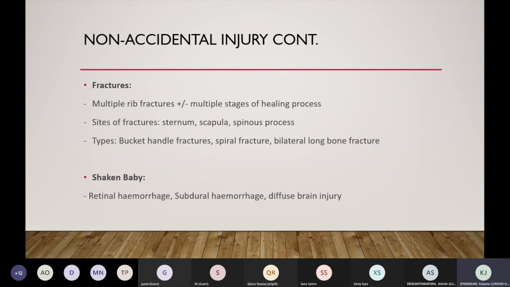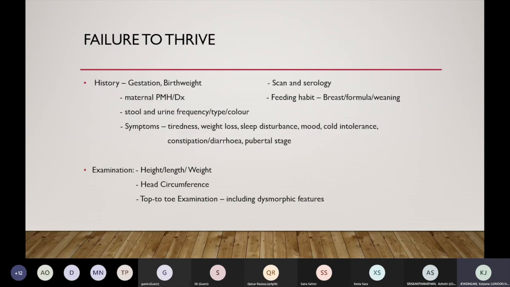And then probably the most well-known one is shaken baby, which we don't call it anymore, just because of how it comes across to parents. It's the triad of retinal hemorrhage, subdural hemorrhage, and diffuse brain injury. So that is safeguarding.